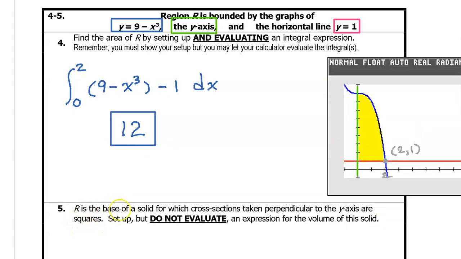Number 5. R is the base of a solid for which cross-sections taken perpendicular to the y-axis are squares. Set up, but do not evaluate, an expression for the volume of this solid. Every time I mention the solid, I want you to picture a strange loaf of bread that is sitting on top of this yellow area, and we're looking at it from above. For this problem, we will be calculating the volume of this solid by adding up slices that are perpendicular to the y-axis.